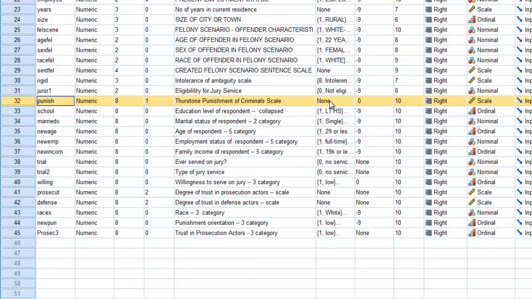Technically, the Thurstone punishment of criminal scale is a metric ordinal scale. So what happens is people are asked a bunch of questions at the ordinal level about punishment, let's say 10 questions, and then their answers are all added up. So the idea is all of those ordinal questions added up give you greater degrees of variability, so the variable looks more like an interval variable than it does an ordinal variable. Technically it's not an interval variable, but because it's a metric ordinal variable, we treat it like it's an interval variable.